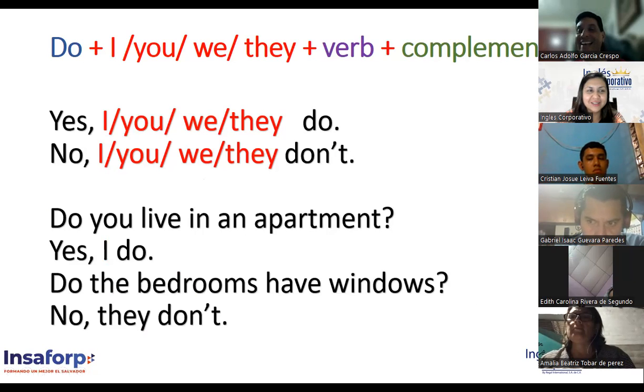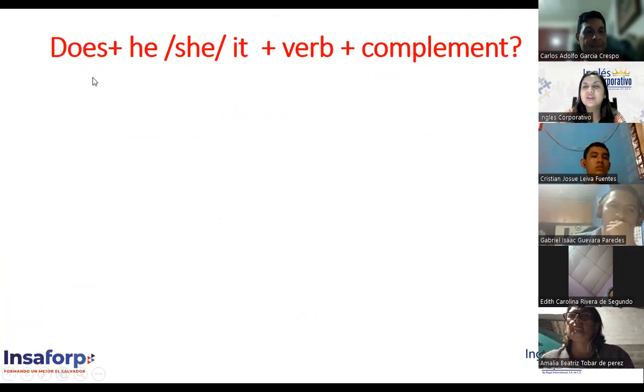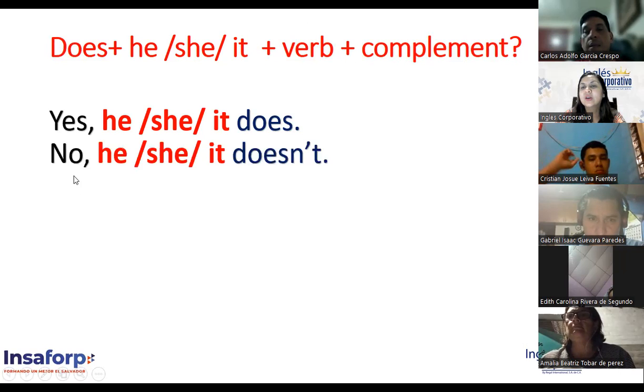They are very hot, right? Because there are no windows. And with the third person singular, we use the auxiliary does. For he, she, and it. The short answers are yes, he does, she does, or it does, or no, he, she, and it doesn't.